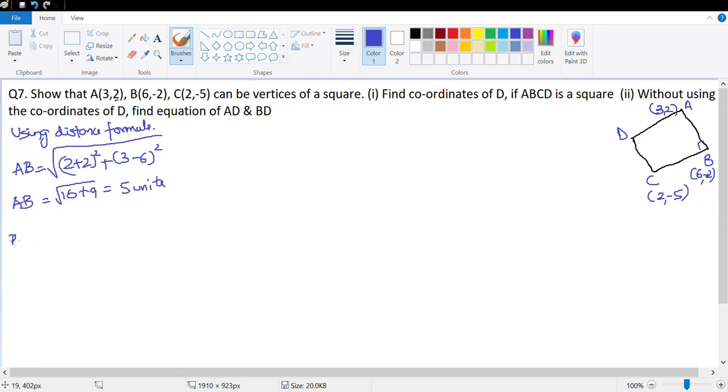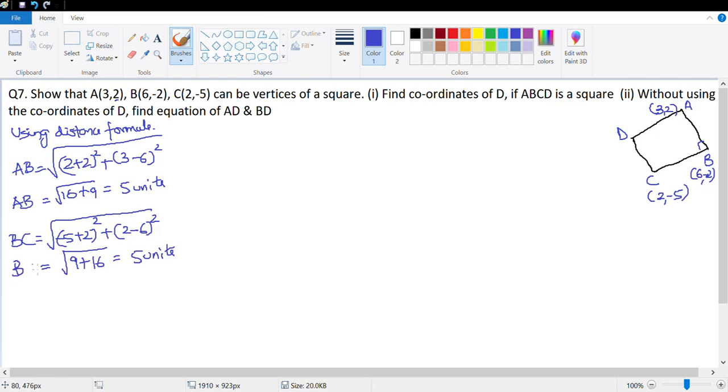Perfect. BC would be y2 minus y1. So let's take negative 5 minus negative 2, that's plus 2, whole square, plus x2, that's 2 minus 6, whole square, the square root of this. This is negative 3 square, that's 9. This is negative 4 square, that's 16. So this is equal to 5 units.